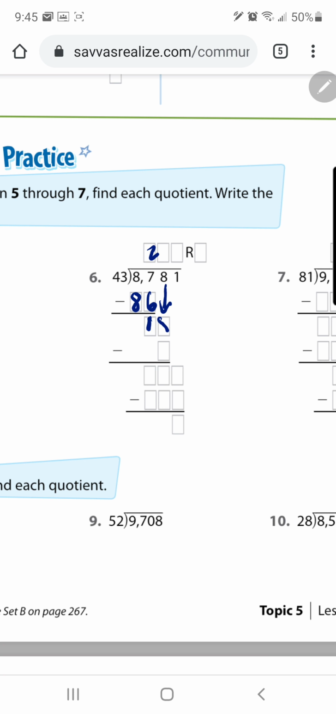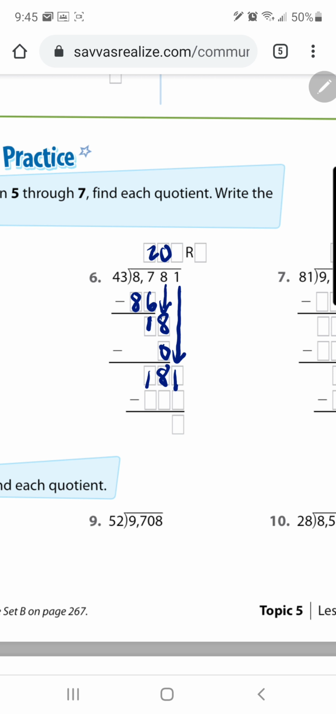Bring down the 8. How many groups of 43 can you make with 18? Obviously, you can't. So we put a 0. 0 times 43 is 0. 18 minus 0 is 18. Bring down the 1. And remember, you got to keep dividing. If you bring a number down, you got to keep dividing. Follow the same pattern. Te recuerda que cada vez que traigas un número para abajo, tienes que dividirlo.